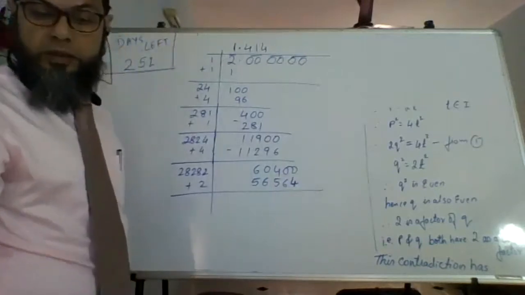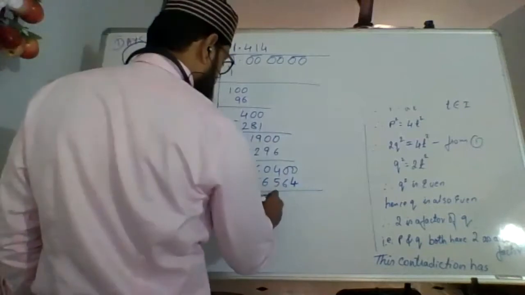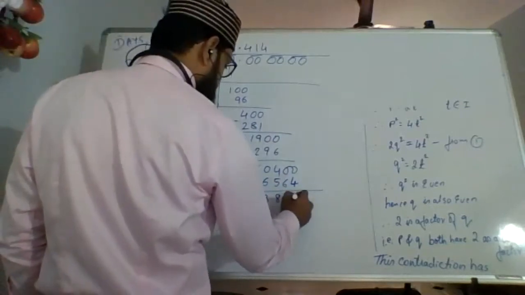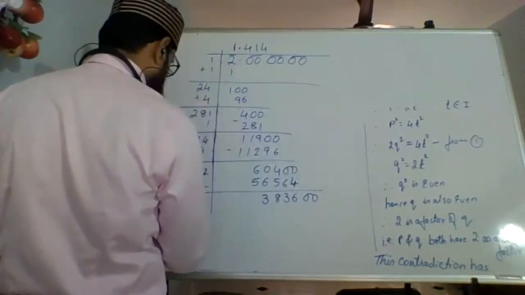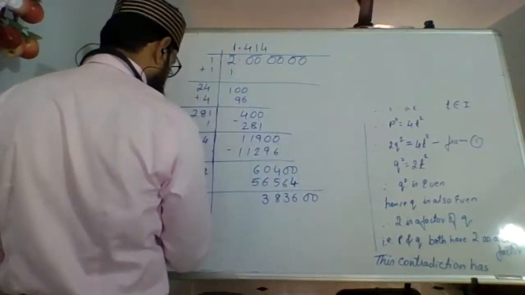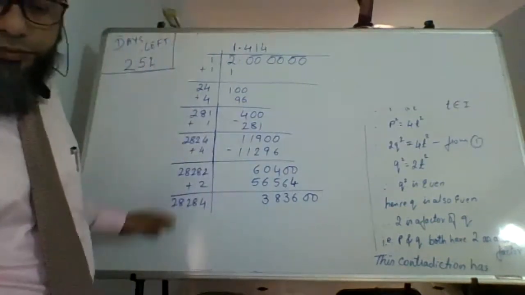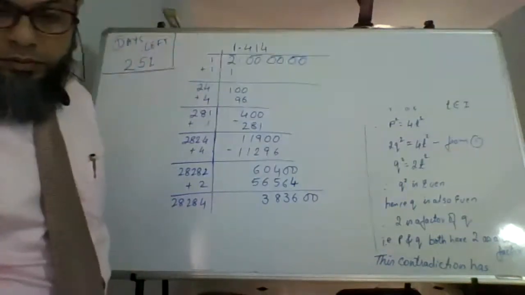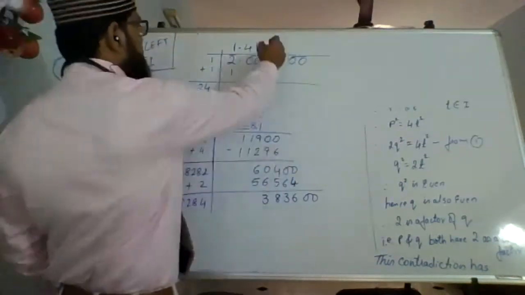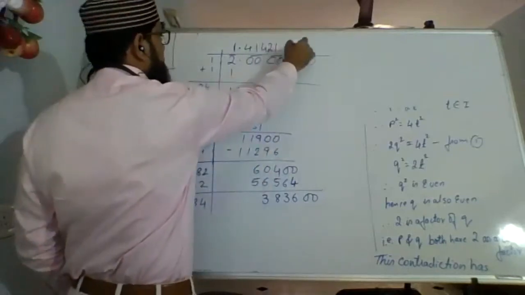56564. Further, the remainder will be 3836, and there will be 2 more zeros that will come down. This will be 28284. Okay, and so on. This will further get multiplied by 1. Okay, and so on.